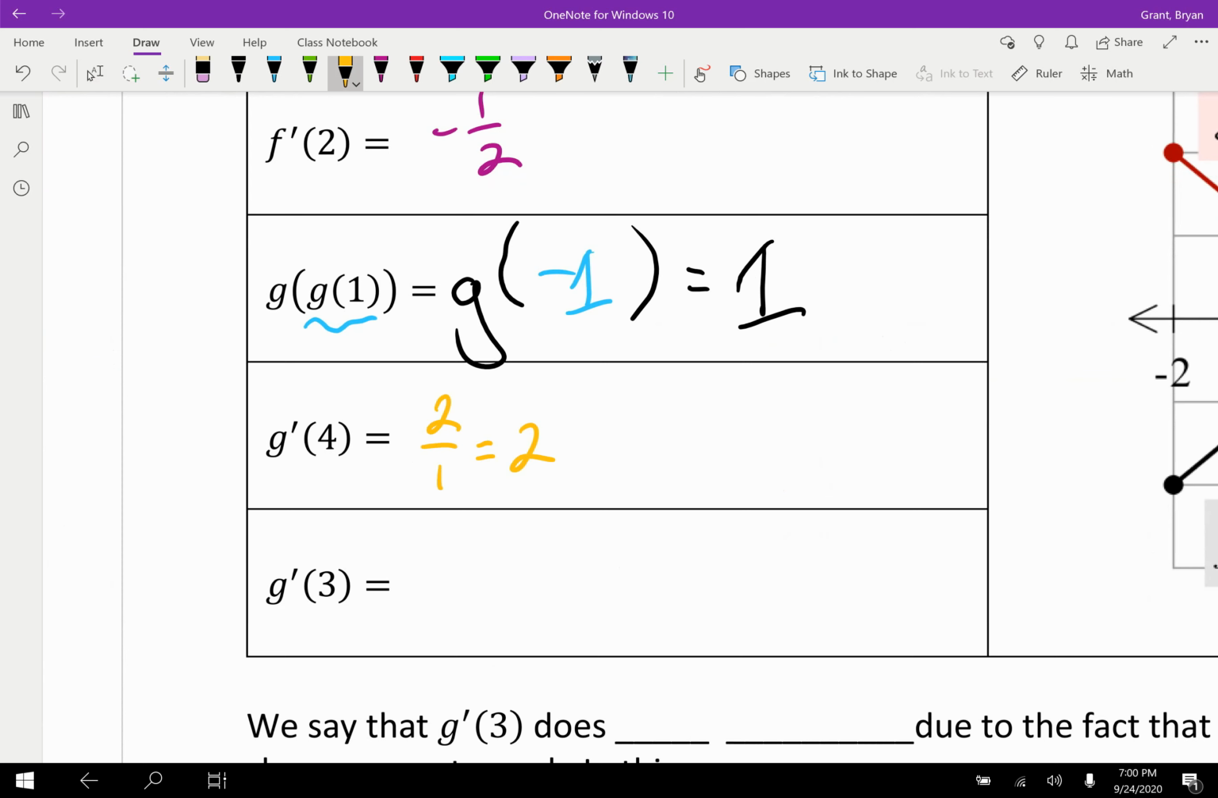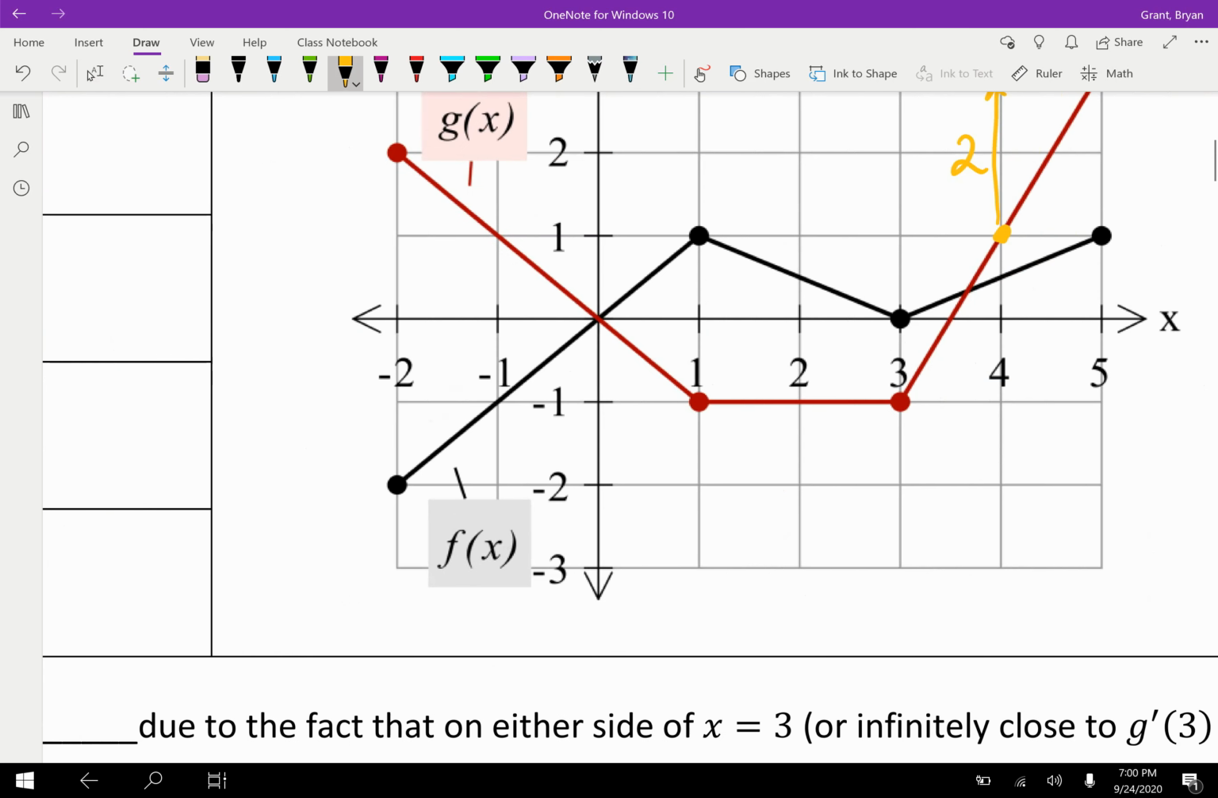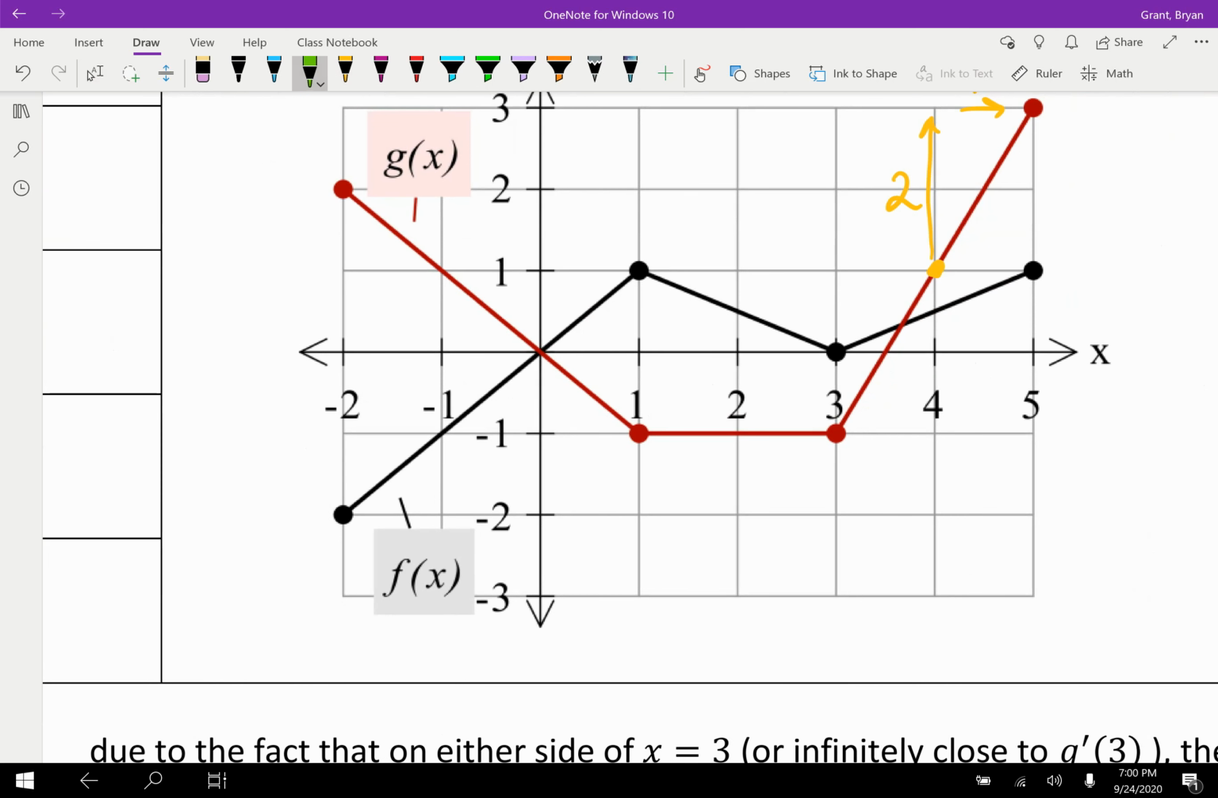Okay, and then last but not least, G prime of 3. Well, G prime of 3 is certainly right here. I'll just keep that in red, why not? And that presents a bit of an issue, I think. The issue with G prime of 3 is on the left side we have a line segment with a slope of 0. Should have done that in green. Let's switch it up. That has a slope of 0.